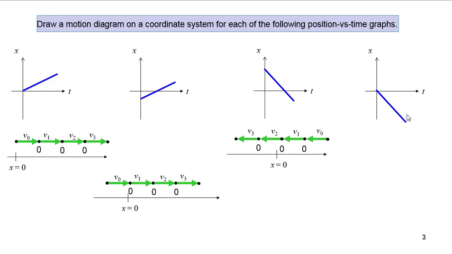And over here, I want to start at the origin and then move in the negative x direction at a constant velocity. Again, I'm making all the arrows the same size because I have a nice constant velocity here. The x position is changing at the same rate. I can tell by this straight line here.